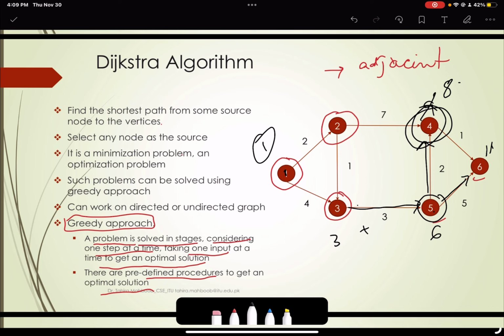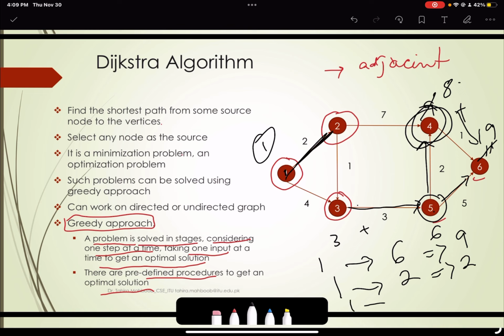From 4, we have only one way, that is towards 6, and 8 plus 1 gives 9. Before it was 11, now it is estimated to be 9. So the shortest distance to reach node 6 from 1 is 9. The shortest distance to reach 2 from 1 is 2. The shortest distance to reach 3 from 1 is 3, which is 2 plus 1.